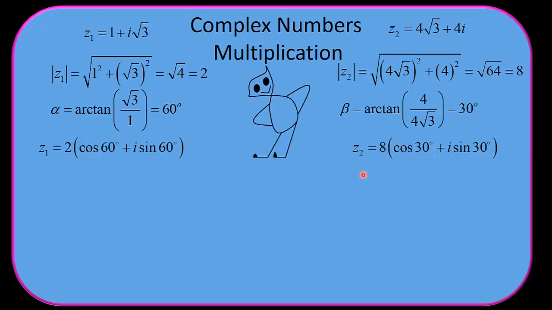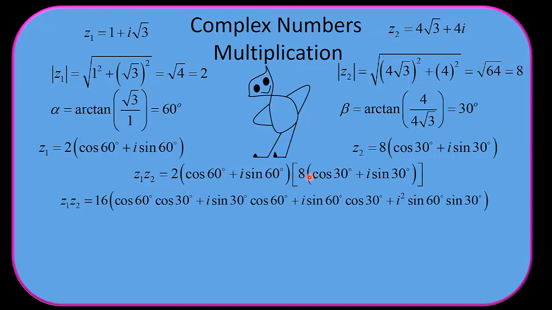Now, let's see what happens when we multiply. Okay, so here we go. We've got z1 times z2. Notice the 2 and the 8 are going to multiply to give me 16. And then I just go through here and multiply out. It's kind of a long multiplication, but I went ahead and multiplied the 2 and the 8 together and got 16. And now we have cosine 60 times cosine 30.